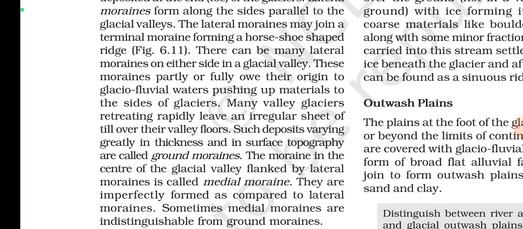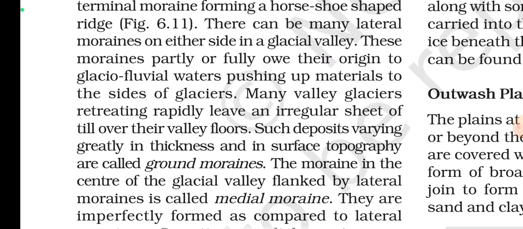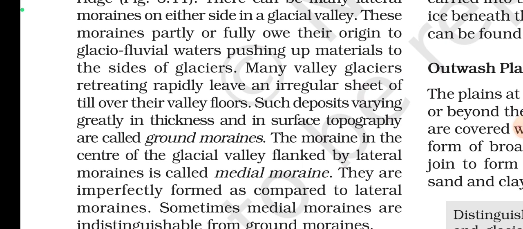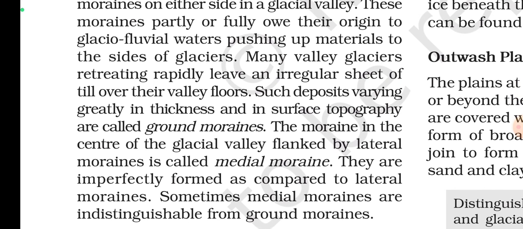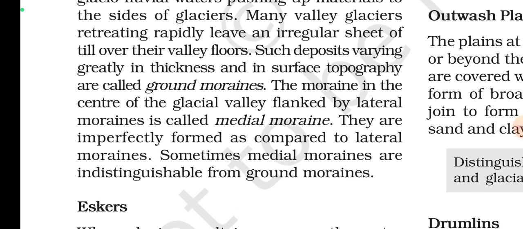Okay, there can be many lateral moraines on either side in a glacial valley. These moraines partly or fully owe their origin to glaciofluvial waters pushing up materials to the sides of glaciers. Many valley glaciers retreating rapidly leave an irregular sheet of till over their valley floors. Such deposits varying greatly in thickness and in surface topography are called ground moraines.